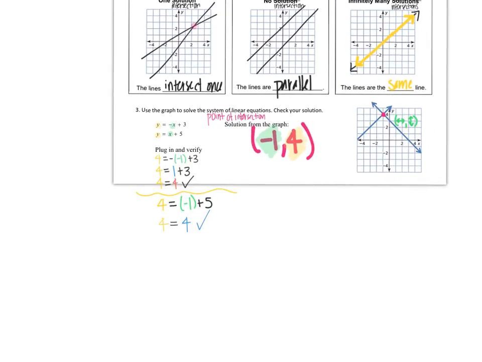So notice that this ordered pair, when I plugged it in, I got check marks for both equations because my left side and my right side were equal. So that verifies that this point is the solution because it worked on both sides of the equation.